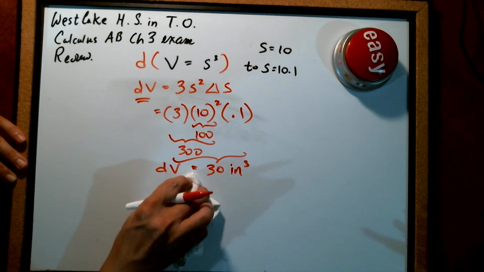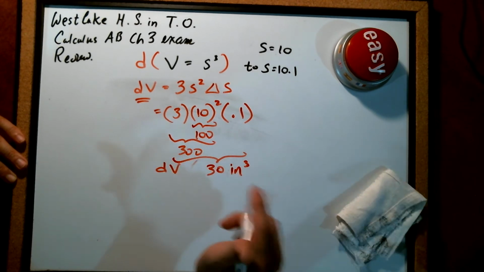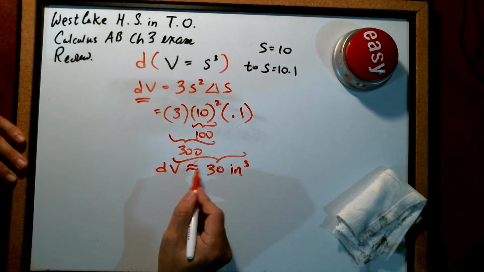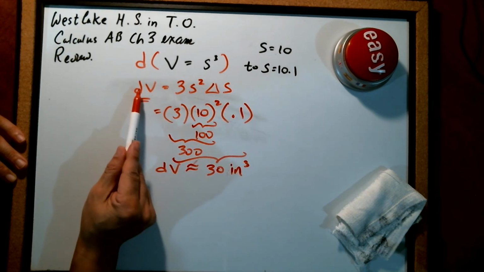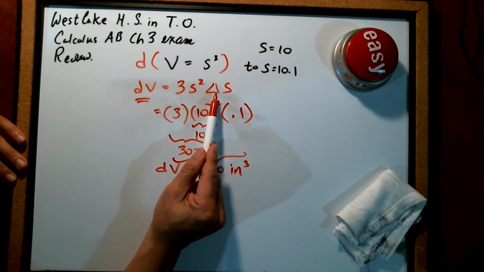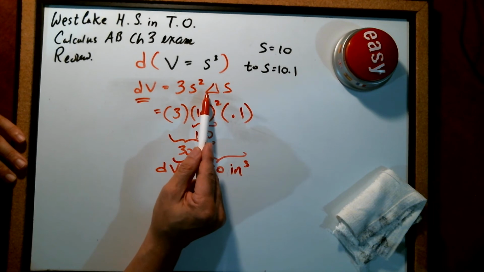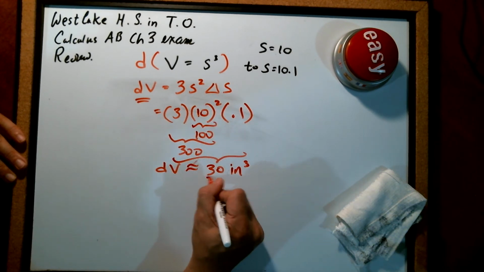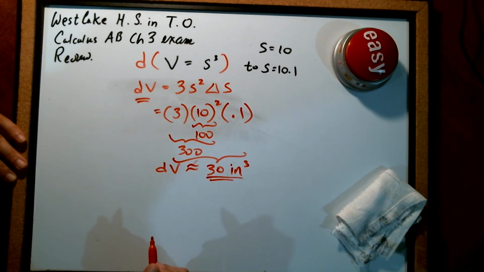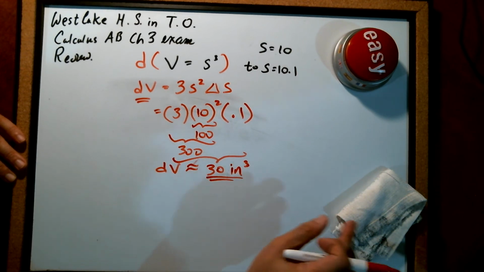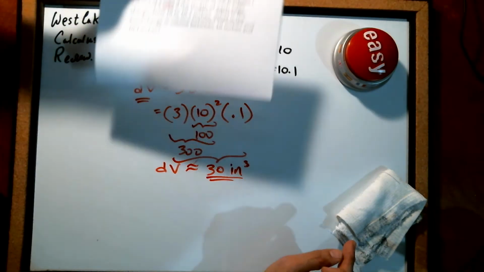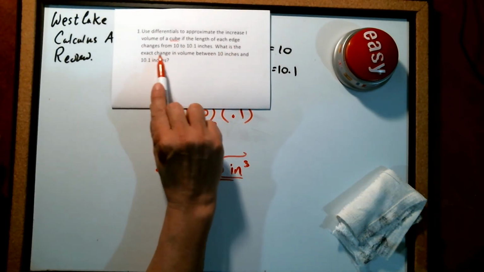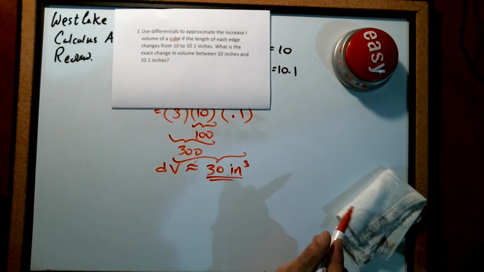By the way, that's an approximation, because this is the actual differential. This is the change. So whenever you have delta, you'll be approximating it. That would be our answer. And then the second part says, find the actual change, right? What is the actual change in volume between 10 and 10.1?